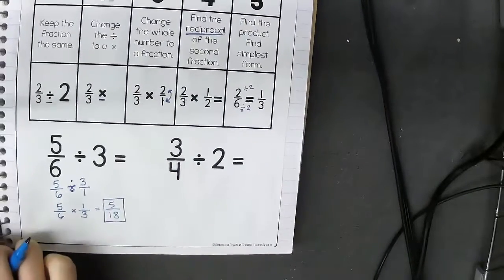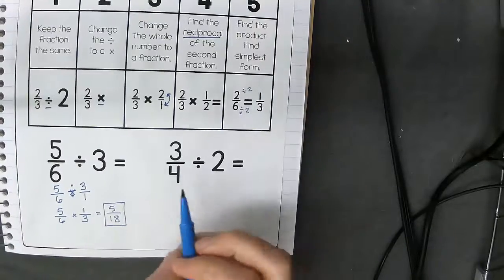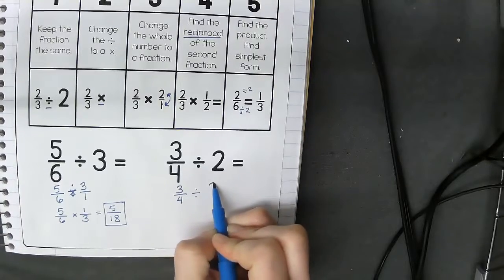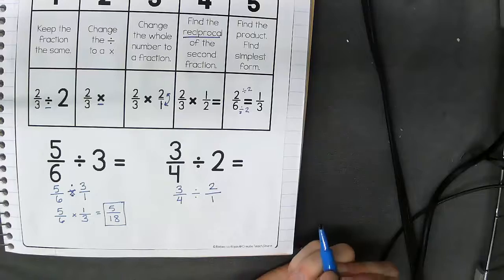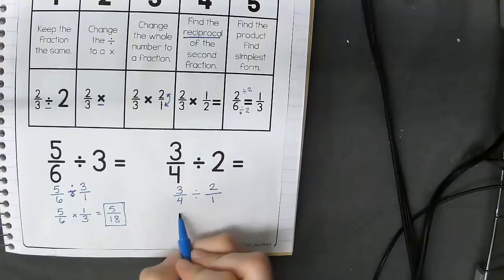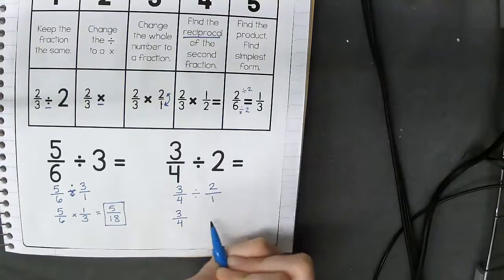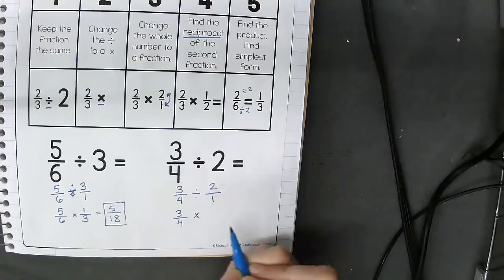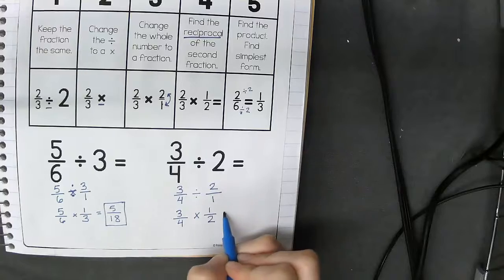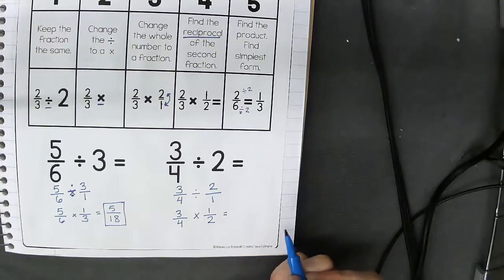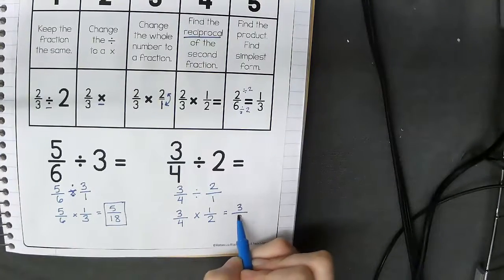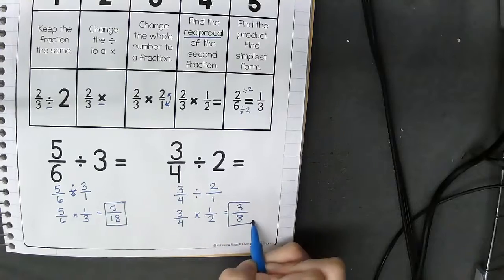So let's look at our next problem. 3/4 divided by 2. My fraction will stay the same, and I'll convert my whole number to a fraction. So now I have 3/4 divided by 2 over 1. I keep my fraction the same, my division turns to multiplication, and I find my reciprocal. I flip that fraction. Okay, now I'll just multiply across. 3 times 1 equals 3. 4 times 2 equals 8.